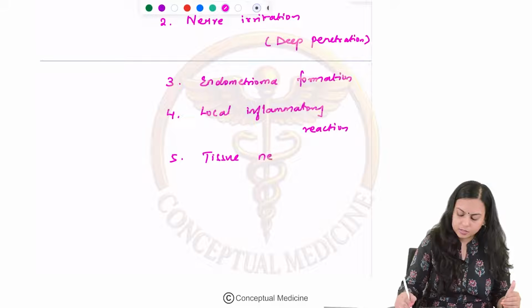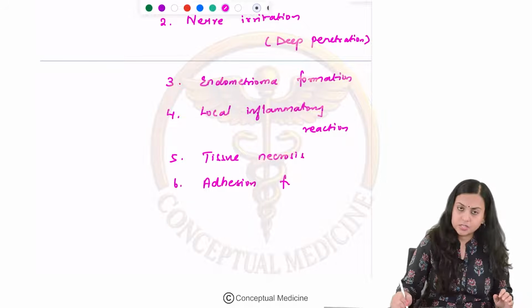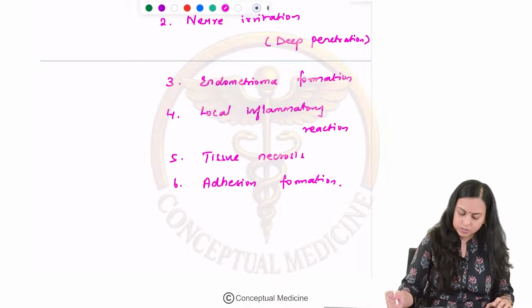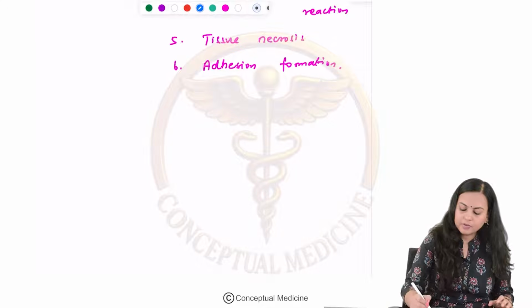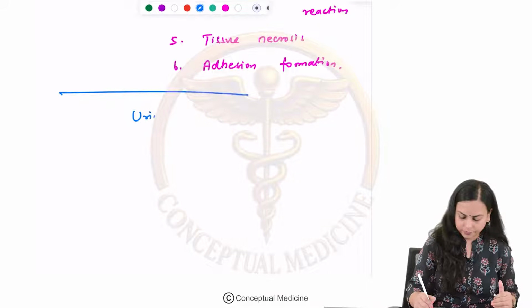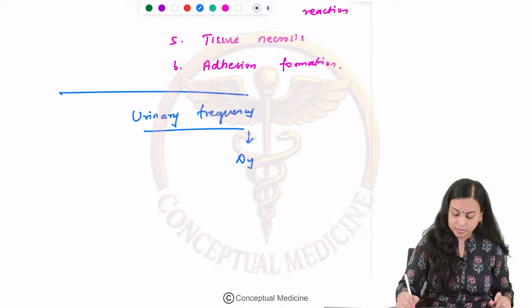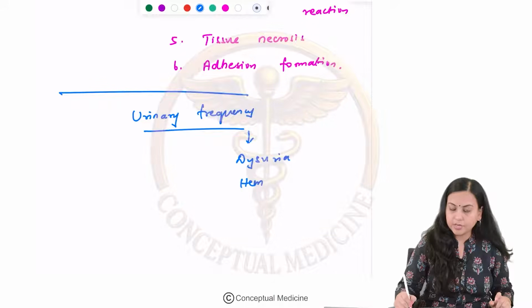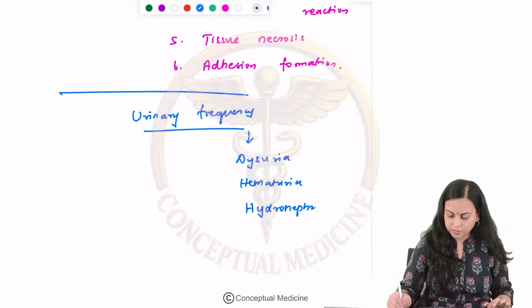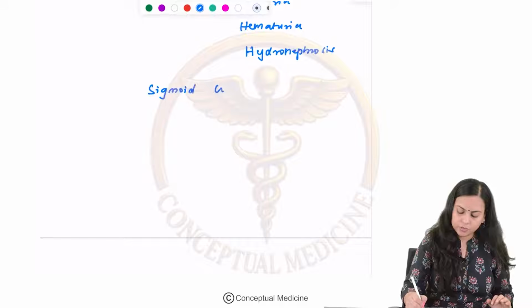Tissue necrosis can also happen, and there can also be adhesion formation. Now, apart from this, there can be other associated symptoms, like she can present with urinary frequency, that can result in dysuria, hematuria, or even hydronephrosis.